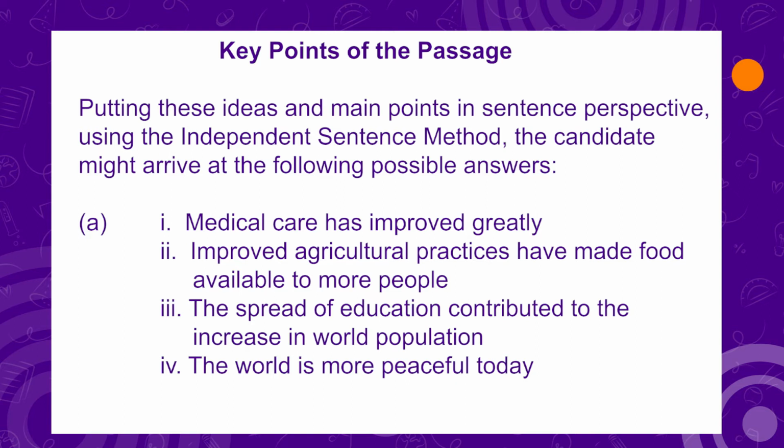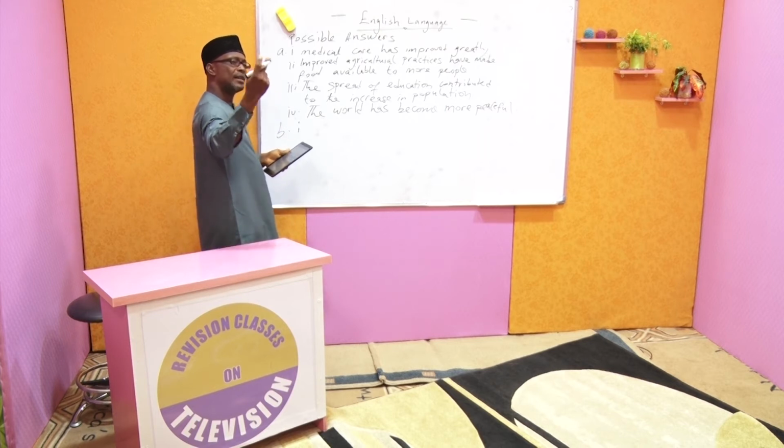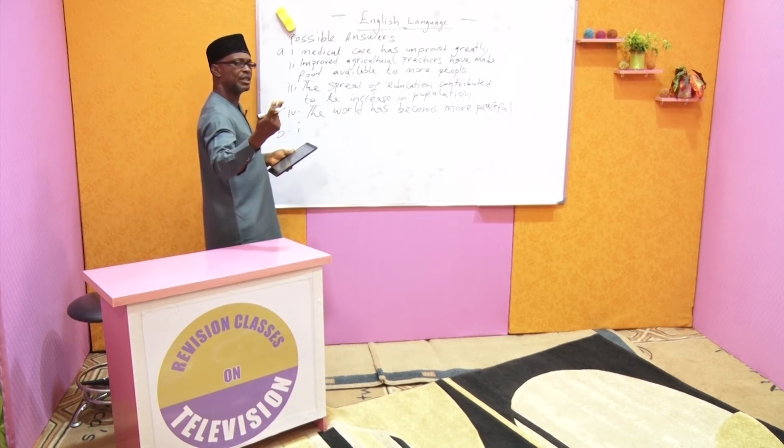These are the 4 sentences that are required of you to tell us why population has been on the increase. And if you see from these sentences, you are not expected to carry illustrations. Remember, talking about the world becoming more peaceful, we never made references to the wars. We never made references to all the skirmishes. They are not important.